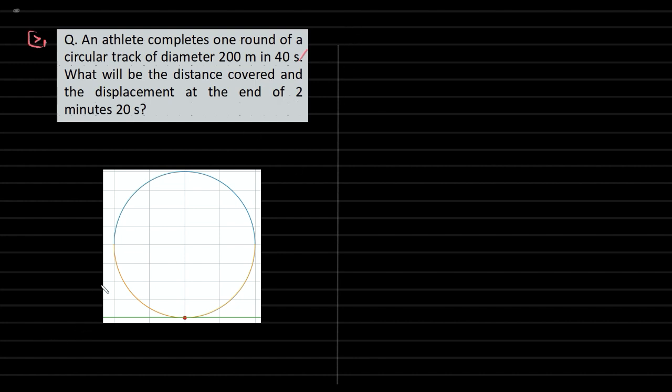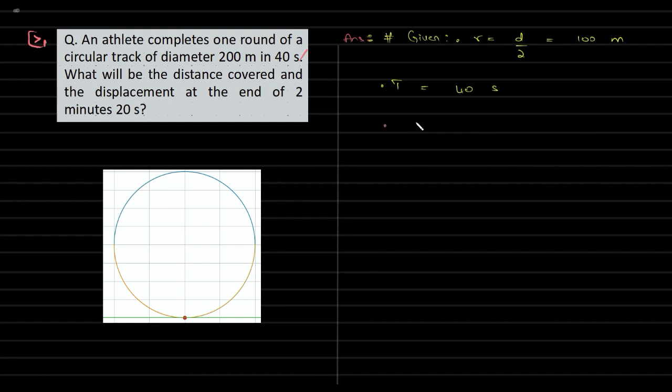So let us write the given first. Let me start from here. So we are looking at the radius being 100 meters, right? D by 2. Actually, I should go with that. D by 2, which is 100 meters. And time for completing one round, time period, is equal to 40 seconds.